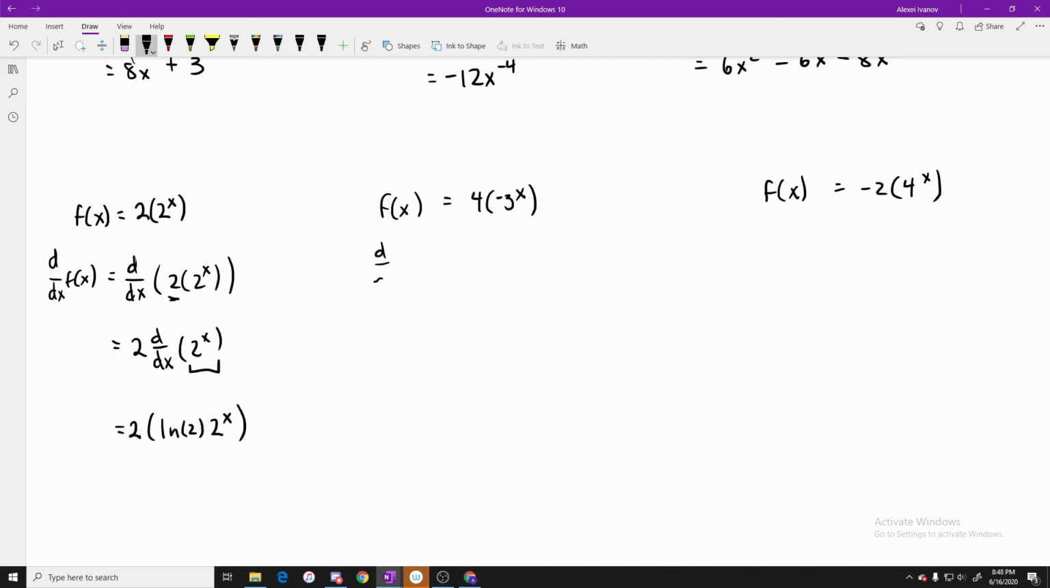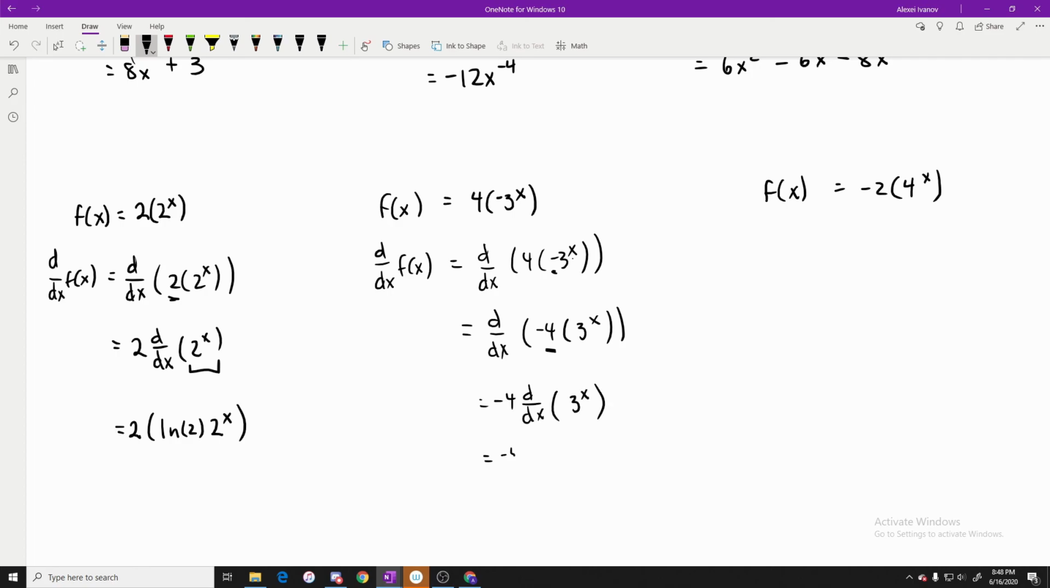So moving on to the next problem, let's find the derivative of this function. So let's apply the derivative operator. And one thing to notice is this negative sign. We can kind of simplify this even further by doing something like this. And again, this is a constant multiple right here, so let's bring that out to the front. And we know how to find the derivative of that. It's just ln 3 times 3 to the x. And there you go. There is our derivative.